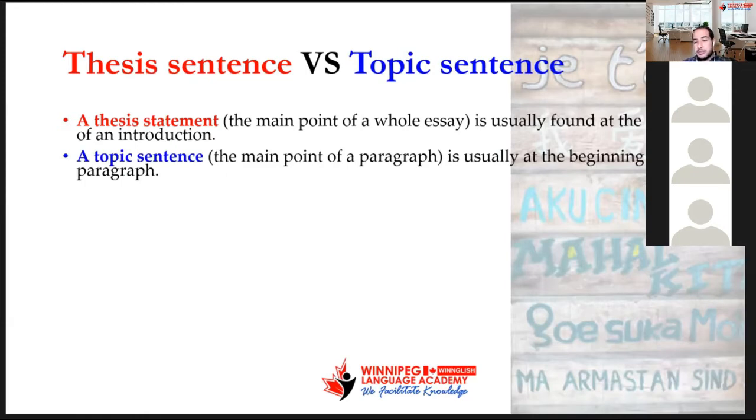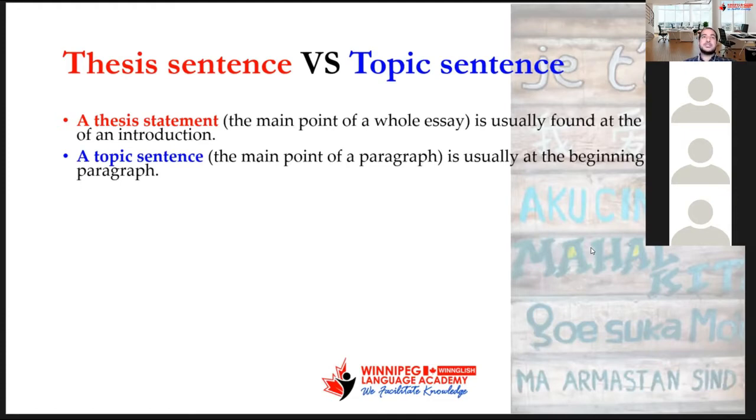That's perfectly correct. Manal says thesis is general as it deals with more than one point of view. That's correct. If you're looking at different points of view in an argumentative essay, this would be included as well. That's perfect. Thank you. Topic has only one idea, right?